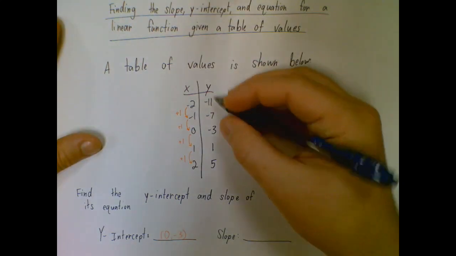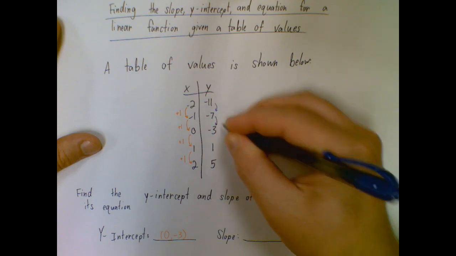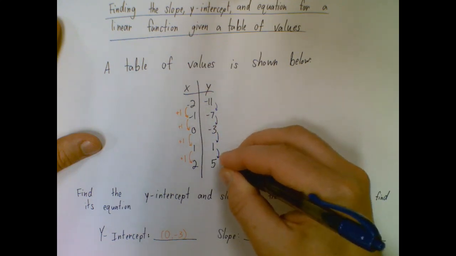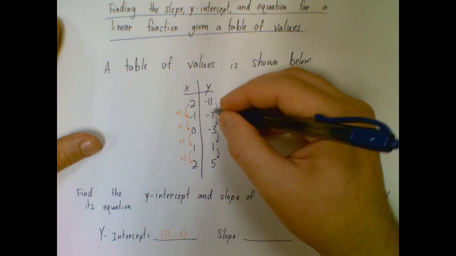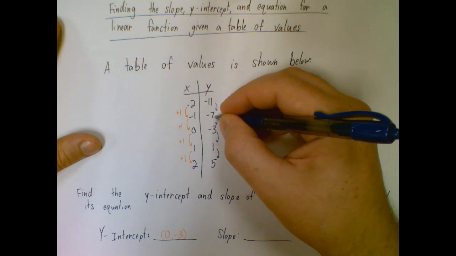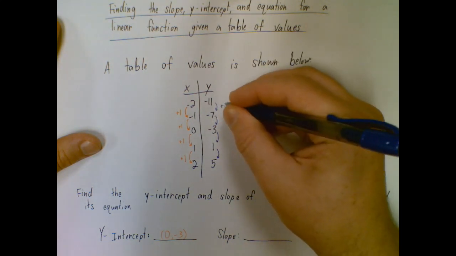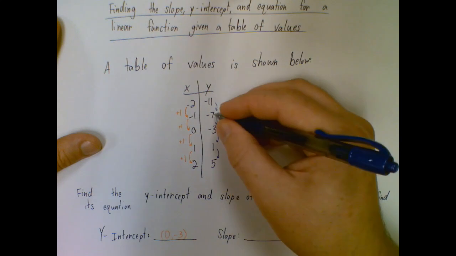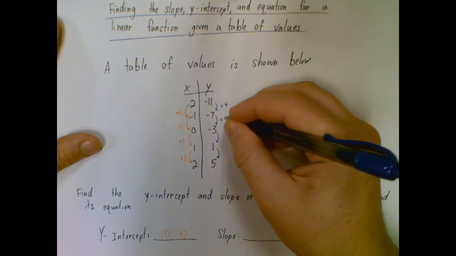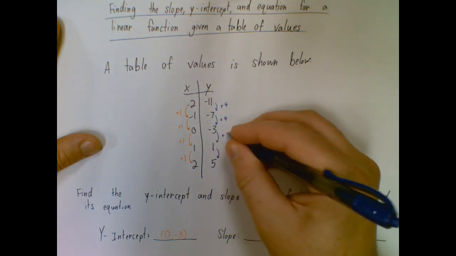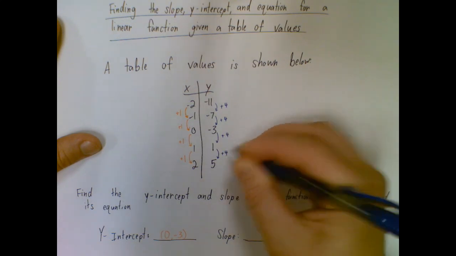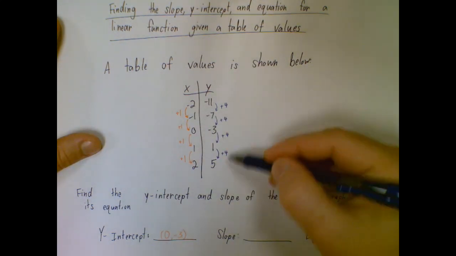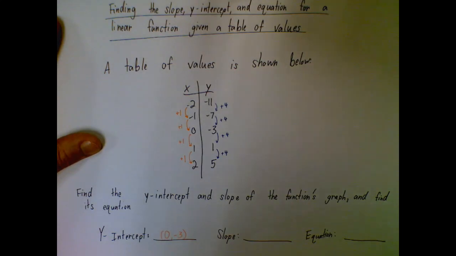On the y side, we're going to do the same thing. How much am I increasing or decreasing to go from -11 to -7? I'm going up by 4. Then -7 to -3, also going up by 4. Similarly for our last two jumps. So nice consistent patterns on both sides here, which is helpful because that means I don't have to check as much.